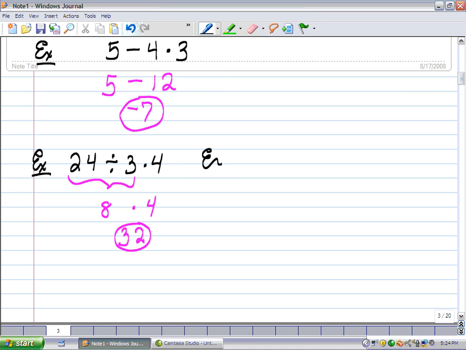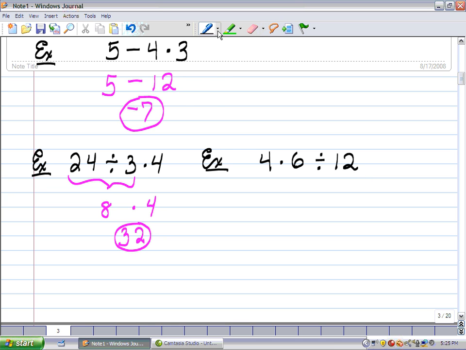Okay, let's do another example. 4 times 6 divided by 12.